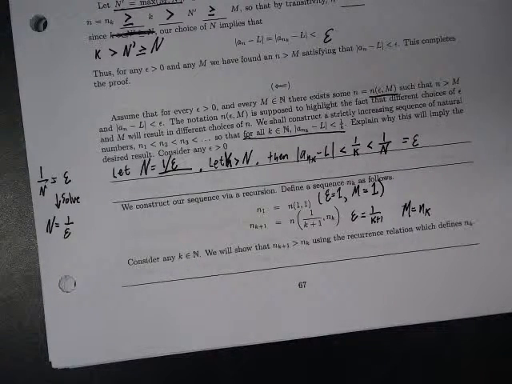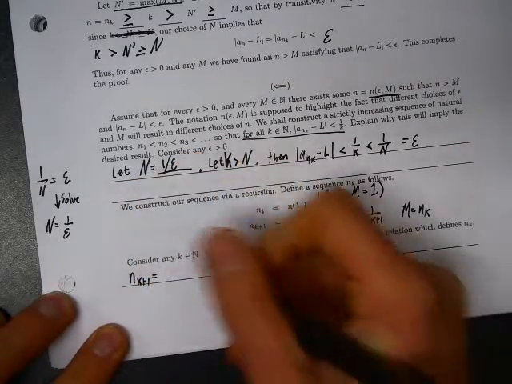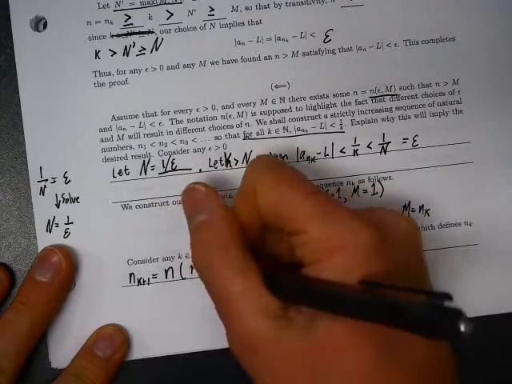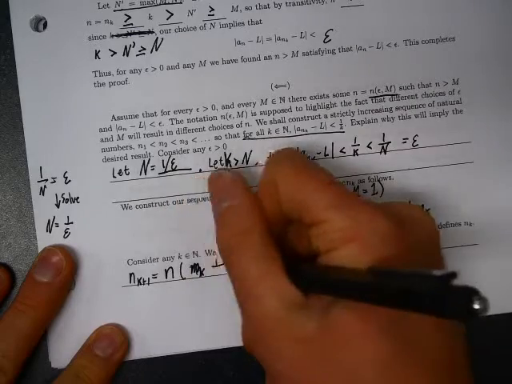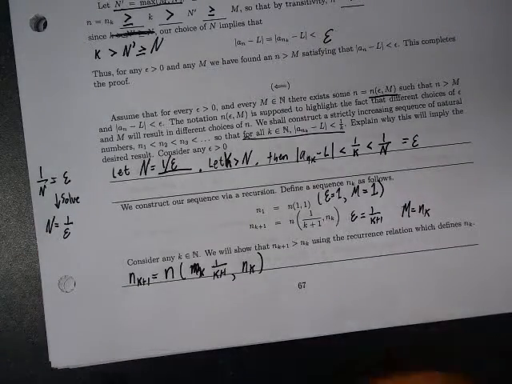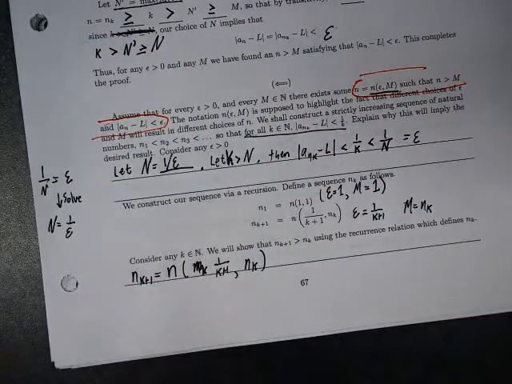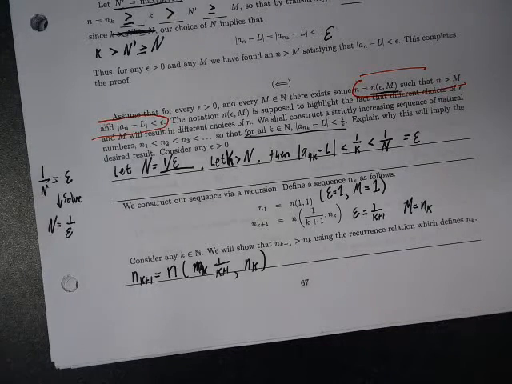So I need to show, one, that this is strictly increasing. Let's show that n sub k plus 1 is strictly bigger than n sub k. Let's start with this. n sub k plus 1 is equal to n of 1 over k plus 1, comma n sub k. So what can you tell me about that quantity, n sub k plus 1? What are the things that I know about little n of m comma epsilon?